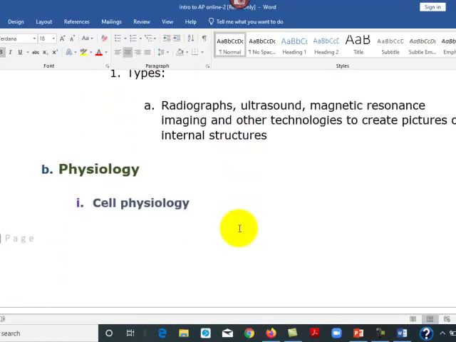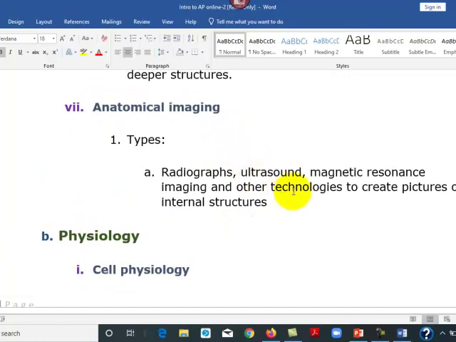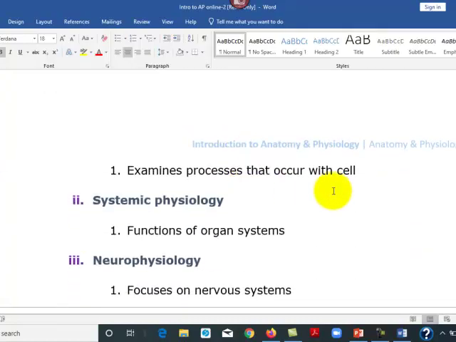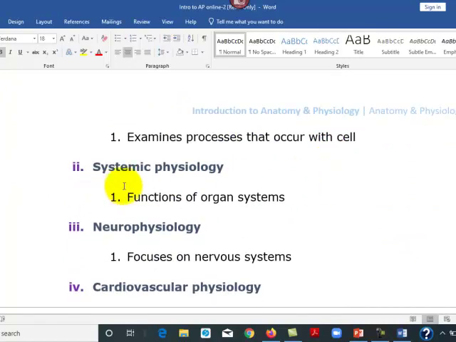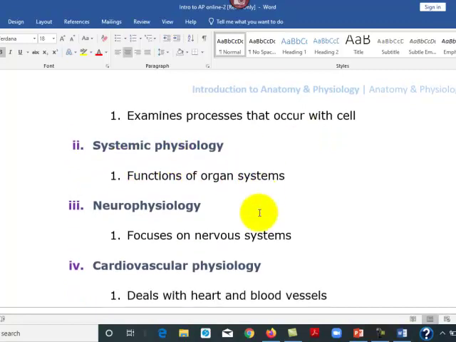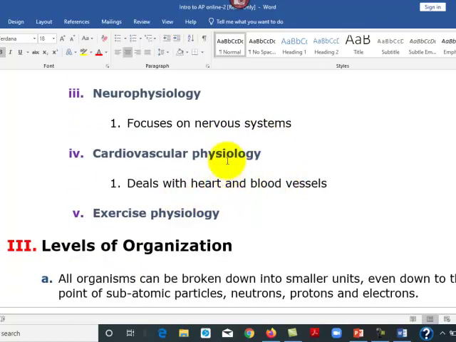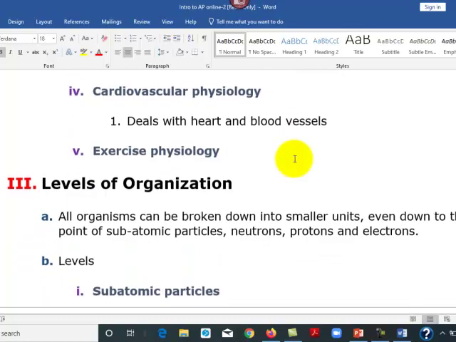Surface anatomy, and then there are different kinds of what's called anatomical imaging: radiographs, ultrasound, MRIs, all that kind of thing. Cell physiology, we will cover, how all the little parts of a cell work together to keep it alive. Systemic means body-wide, so you're talking about physiology of organ systems, which we'll cover as well. And neurophysiology, which deals with nervous systems. So we actually will go through all of this. If you take the second half of anatomy, we cover cardiovascular, hormones, digestion, urinary, entire organ systems.